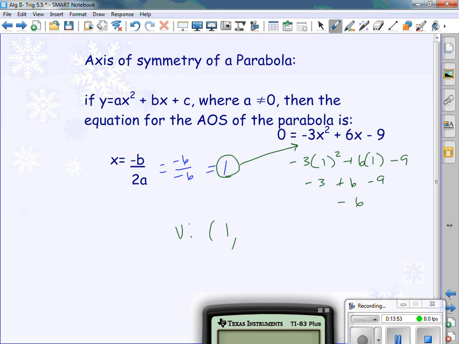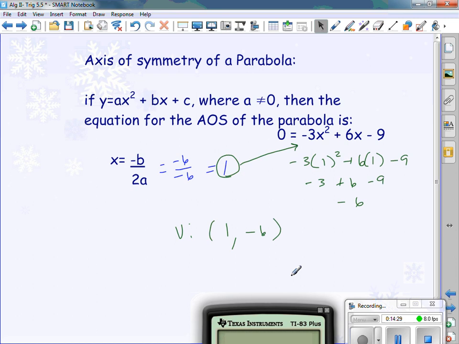Last section I said you had to complete the square, use that to put it into vertex form, then find the vertex and the AOS. By knowing the quadratic formula, all you do is take negative b over 2a. That tells you your AOS. Take that number, put it into the function, it tells you your vertex. You can use this for your older stuff, but now you have a better understanding of what the vertex form meant. This is where you get the vertex from.